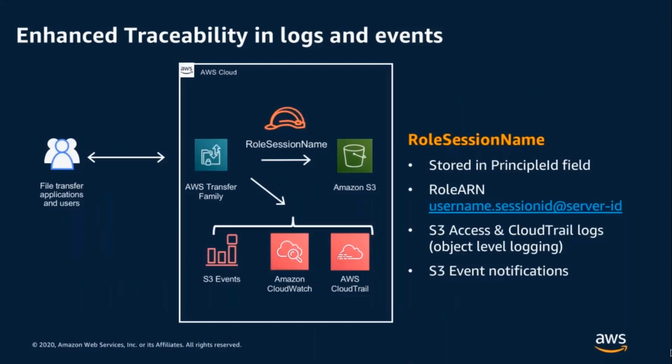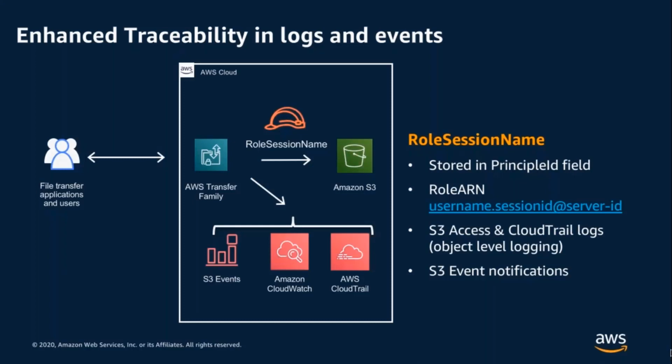Another feature that we added was increasing traceability of your data access in logs and events. So to give you a little context, when your users log in, we use an IAM role that you supply to access your S3 bucket to service their file transfers. We log that IAM role information into many places that you can use in some of your downstream workflows. For example, that information now shows up in your S3 events, Amazon CloudWatch logs, as well as CloudTrail logs.